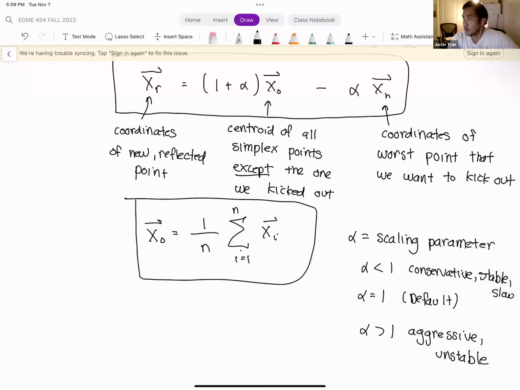Okay. So those are the parameters for this. Generally speaking, unless you have a good reason not to, what I like to do is set alpha equal to 1, and that works well for most problems. Unless you have an unstable objective function, or one that's converging a little too slowly, then you can change alpha. But if it's your first time running Nelder-Mead on a new objective function, I would just set alpha equal to 1 to start. Any questions on this so far?